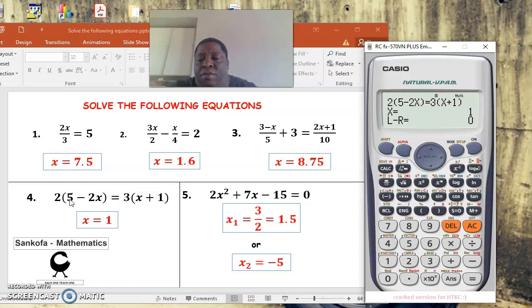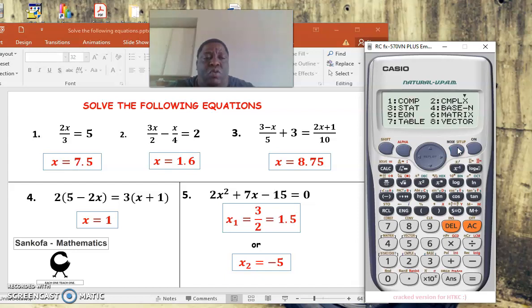So if you have a y, then you would just change them to x's here. The bottom line is for you to find the solutions to the answers. Okay, so let me just go ahead and clear everything again. So I'm going to solve the quadratic equation that is here, 5x squared plus 7x minus 15 equals to 0.